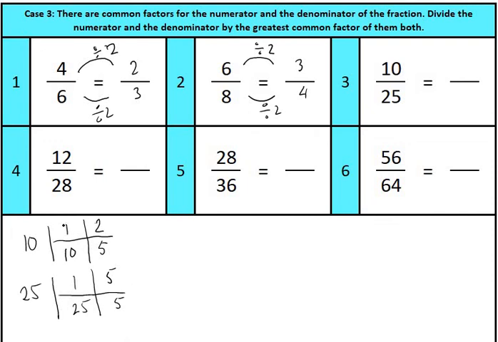So as you can see over here, the common factors for 10 and 25 are 1 and 5. And then the greatest common factor between both of them, 10 and 25, is 5. So we use the 5. Yeah, the 5 is the greatest common factor. So we use the 5. And then we have this one is 2 out of 5.